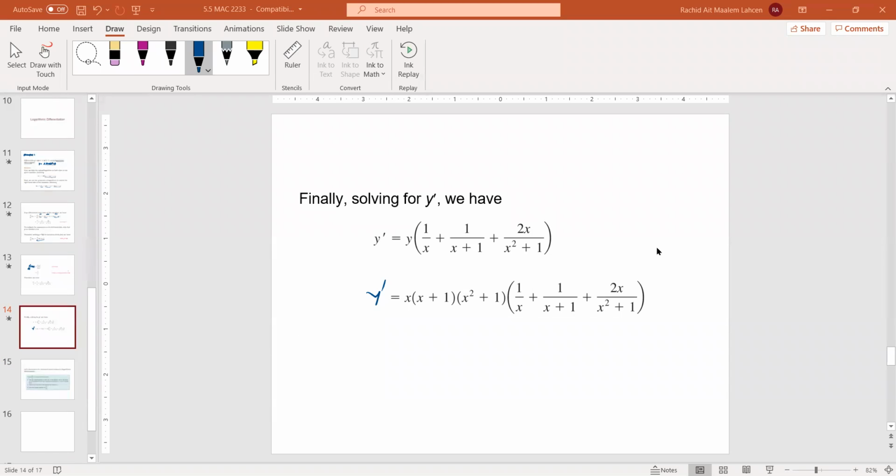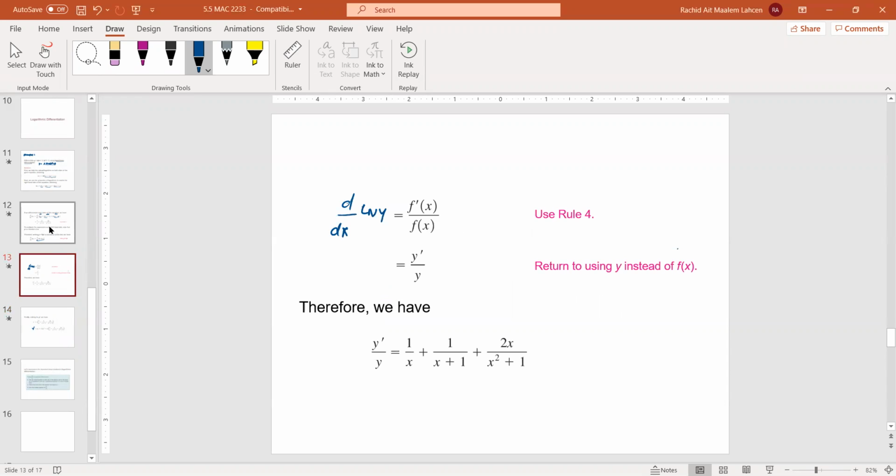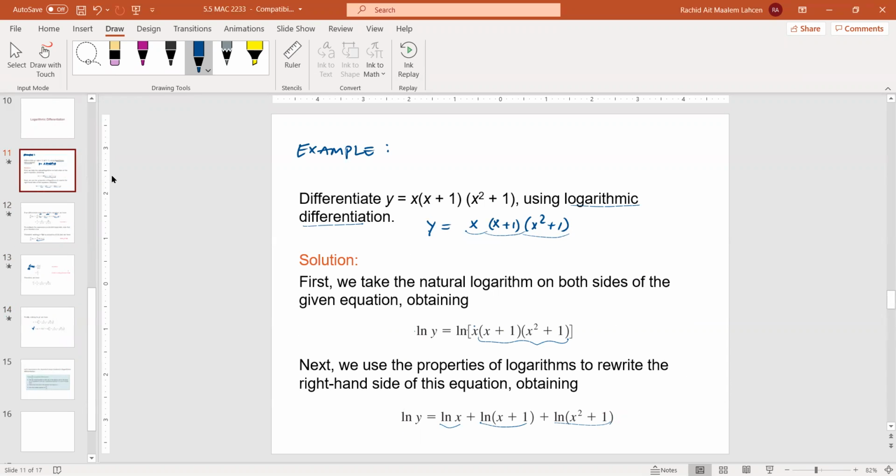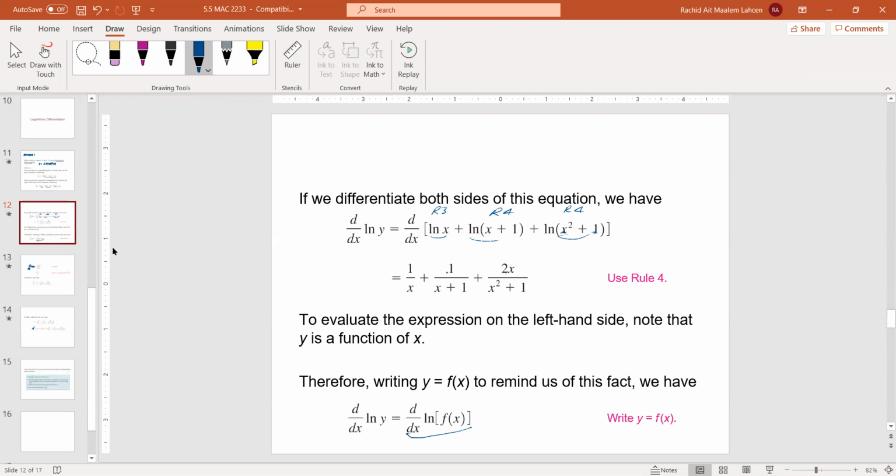So you can see that in this form, logarithmic differentiation makes it easier to do, because as you see in this example, you have x times (x plus 1) and (x squared plus 1). By taking the natural log to both sides, instead of multiplying and FOILing and all that, it just became a sum that you can do each one by itself.